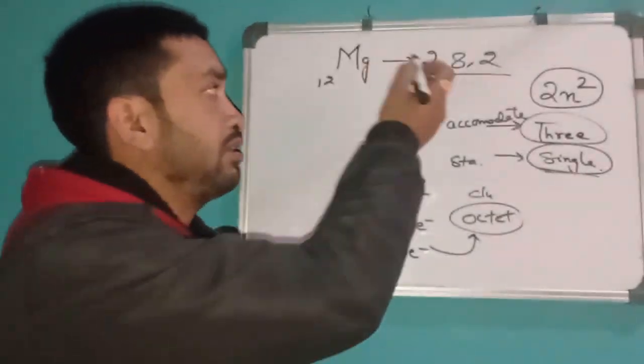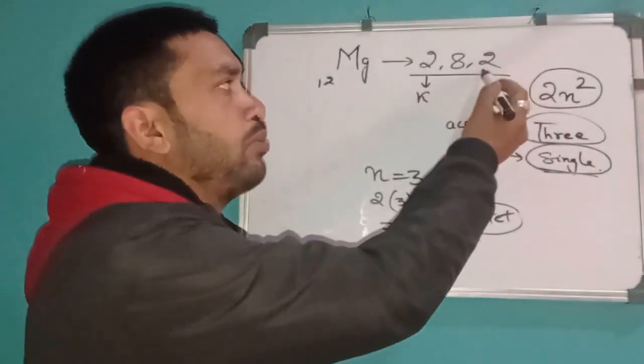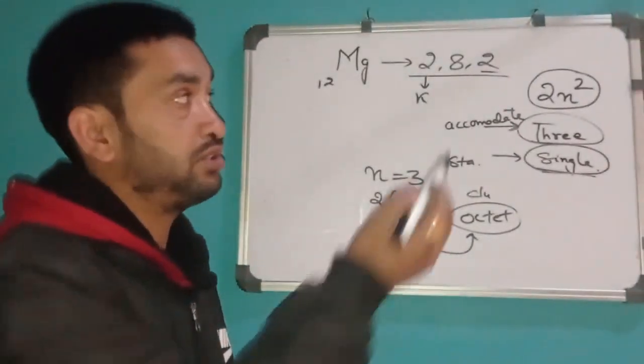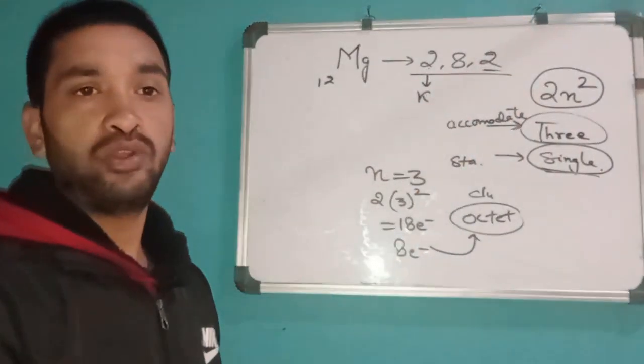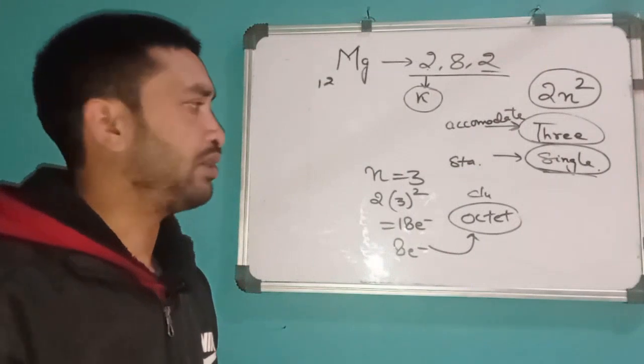As I told you, other than K, you have to think about octet. You cannot think about duplet. This is not a duplet state because this is not your K shell. This is not the K shell, so you cannot say that, sir, this is already stable. No, this is not duplet. Duplet is only for the K shell. I hope it is clear.